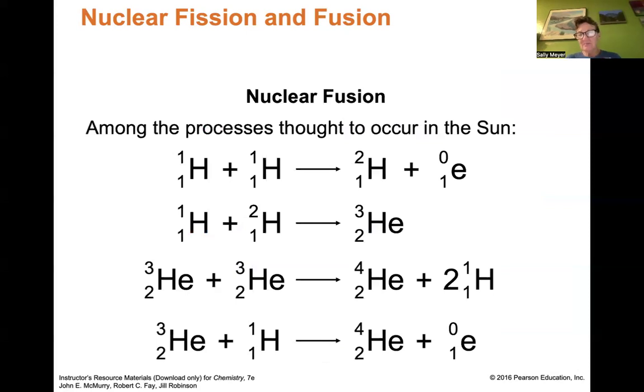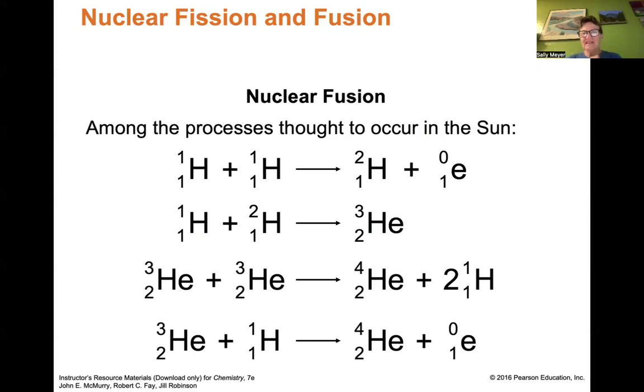Fusion is the opposite process, so you can fuse small nuclei together to make them closer, like iron 56, more stable. And so these are some of the reactions that happen on the sun. So two protons can collide and you can create deuterium, so the second isotope of hydrogen, and a positron, or any of these other reactions.